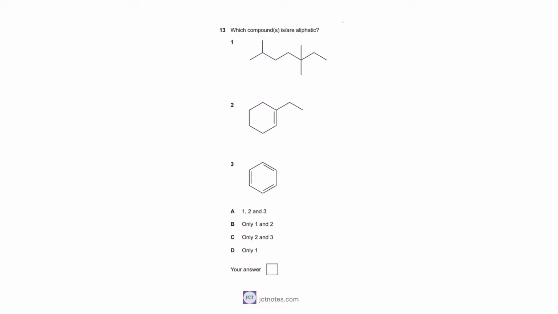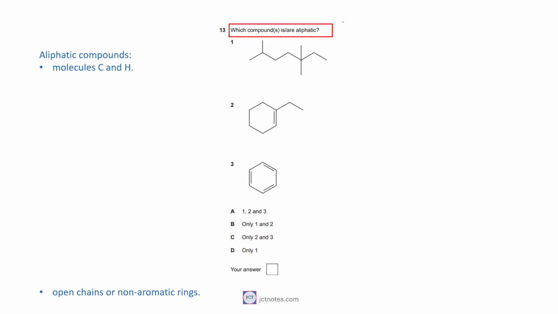In question 13 we are asked which compounds is or are aliphatic from the three given. Aliphatic compounds are organic molecules that consist of carbon and hydrogen arranged in open chains or non-aromatic rings. They can be saturated, alkanes, or unsaturated, alkenes and alkynes, depending on the presence of single, double, or triple bonds.